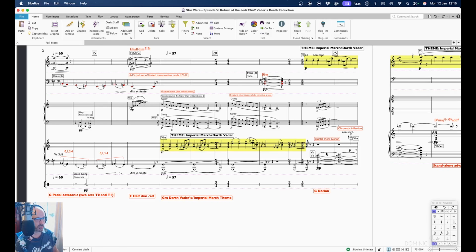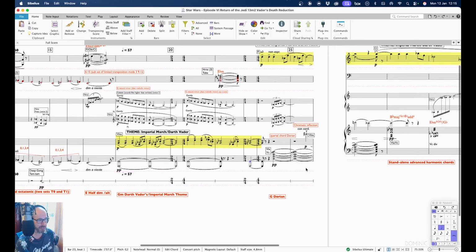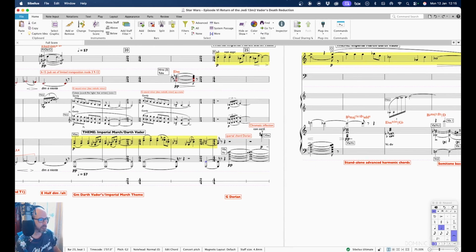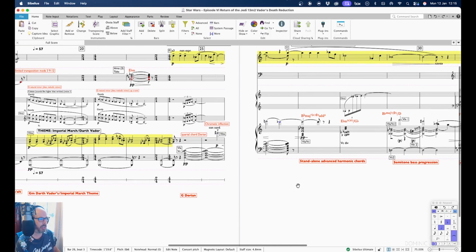So we've got an interesting sort of quartal Dorian chord here. I've called it that. I mean, it could be any sort of mode. It depends what you think is the keynote. So I put G, but that's only because there was a G before. Could be anything, really. Any mode that has a B flat in it. But then we've also got this chromatic inflection as well.